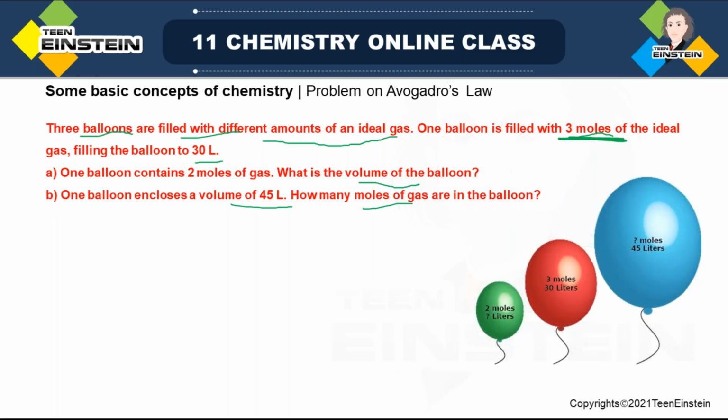Now if we represent it in this picture, this is the balloon where both the values are given: 3 moles and 30 liters. So here, for N2 and V2, both are given. In the first case, only N1 is given, but V1 we do not know. In the third case, N3 we do not know, but V3 we know, right?